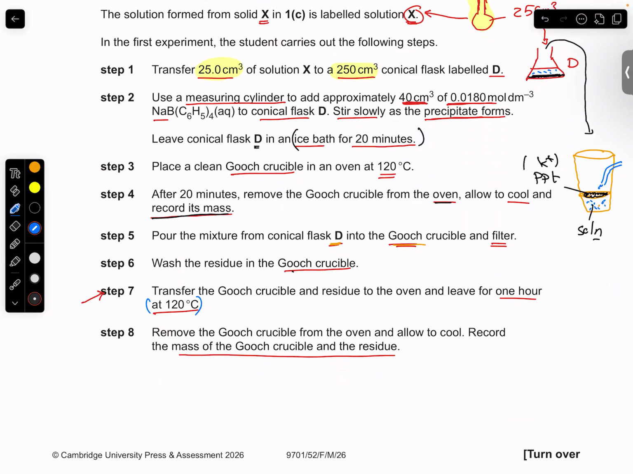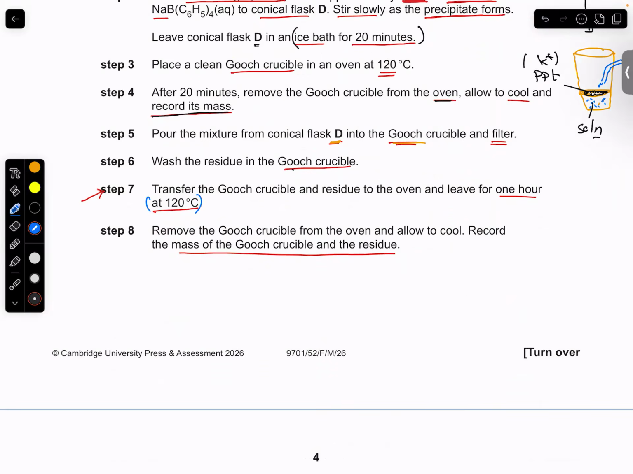120 centimeter cube. Then remove the crucible from the oven and allow it to cool. Record the mass of the crucible and the residue. Okay.